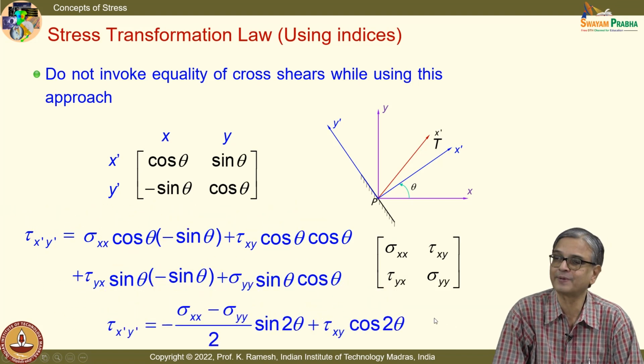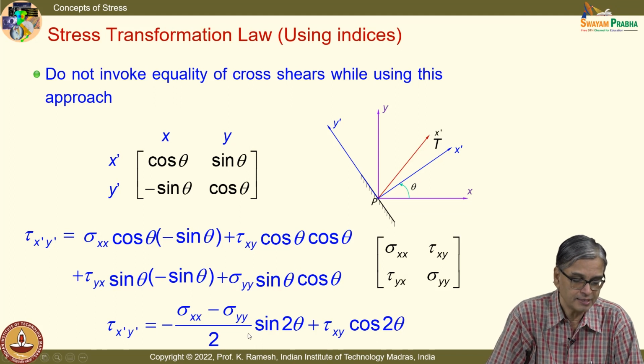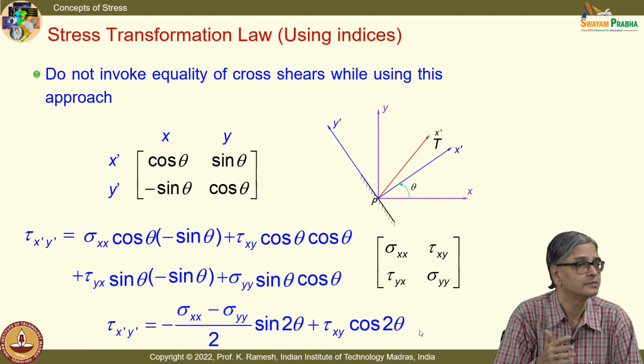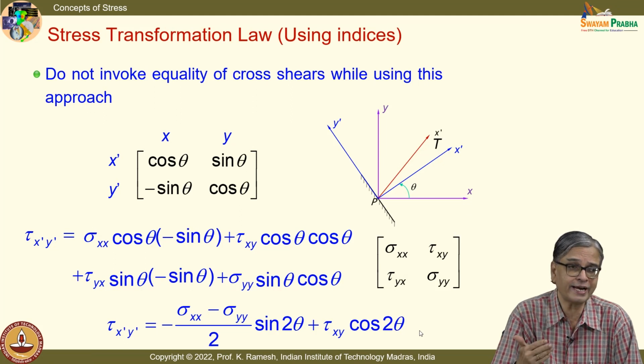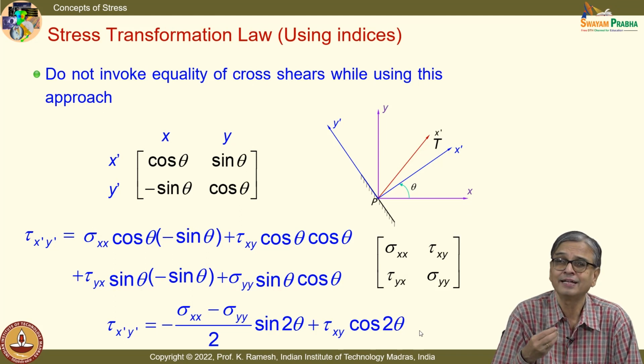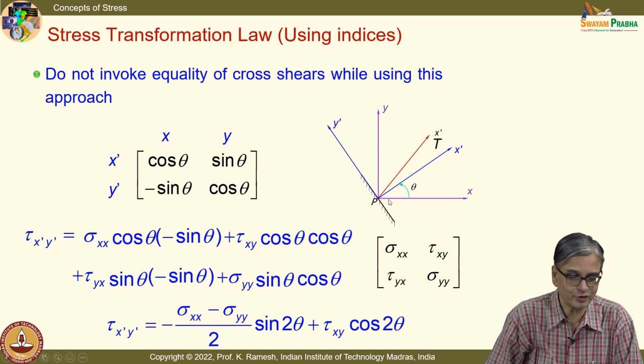So, I have tau x prime y prime equal to minus (sigma xx minus sigma yy) divided by 2 sin 2 theta plus tau xy cos 2 theta. This is the same expression that we got from first principles also. You should know how to write it from first principles, but you should also know how to solve problems where you have to write the expression. You should not have difficulty in assigning the correct signs. Okay. So, this is a recipe for you to do that.